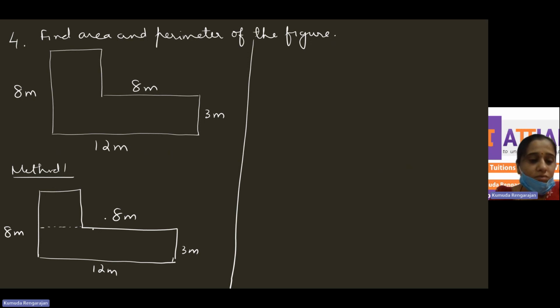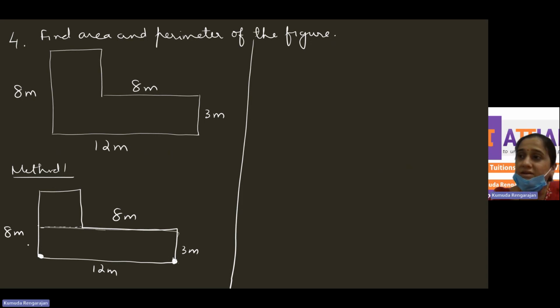Ready? Now, how much is it from here to here? Look at the board, all of you. From this point to this point, what's the length? 12 meters. Now we know that in a rectangle, opposite sides are equal, correct? So now this one is a rectangle, right?